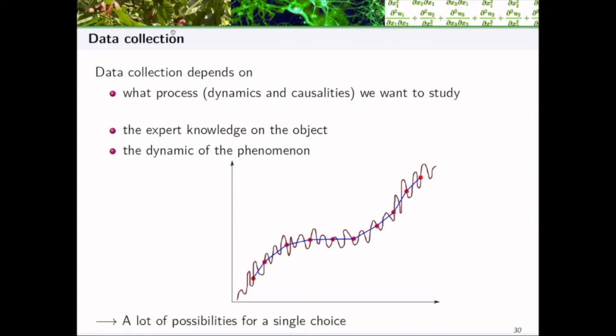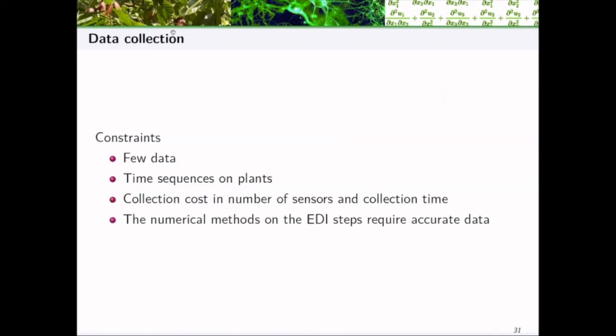So there are a lot of possibilities to collect data, but data collection is very important, and at the same time we have many constraints on this step. We already said that in physics there are few data. And for plant growth simulation, we lack time step measurements. And we showed that numerical methods require accurate data.